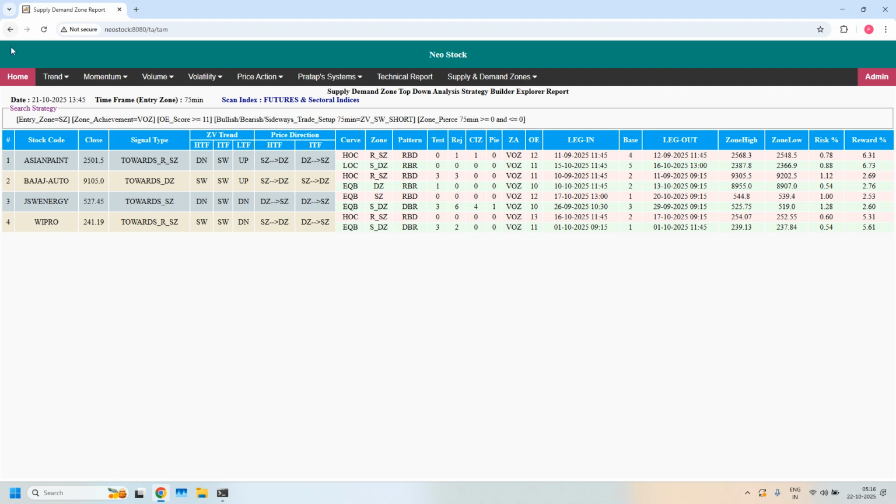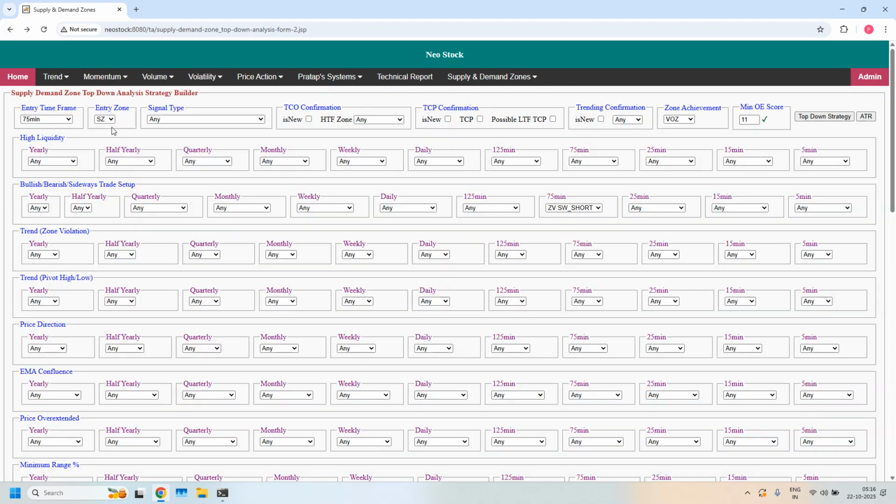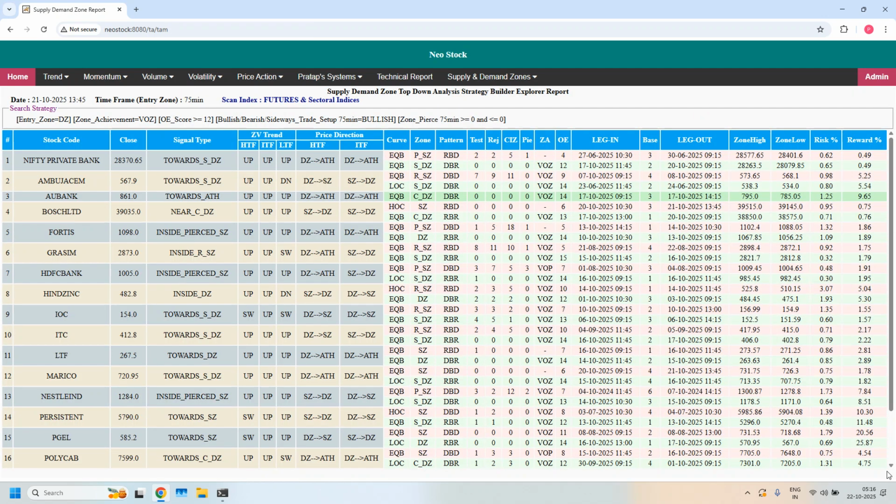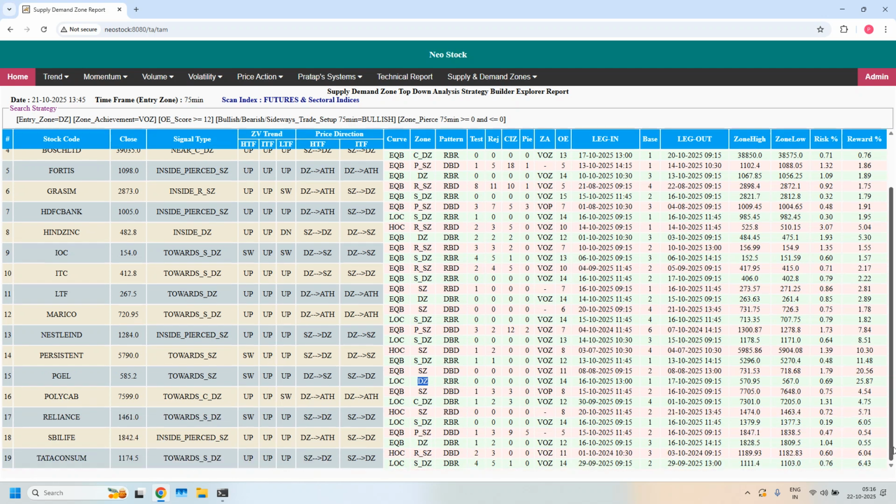Okay, next bullish trade setup for weekly income trade. Entry zones are 75 minutes demand zones. Here bullish, minimum order enhancer score should be 12. Let's filter. First 16 stocks support the bullish trade setup for weekly income trade, and all the entry time frame zones are 75 minutes demand zones. So first 16 in the list. Scrolling the list down, a total of 19 stocks are filtered.